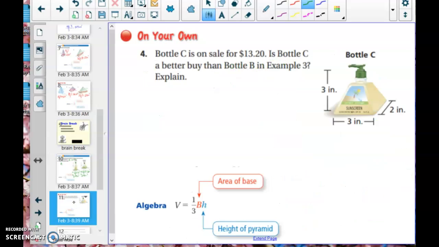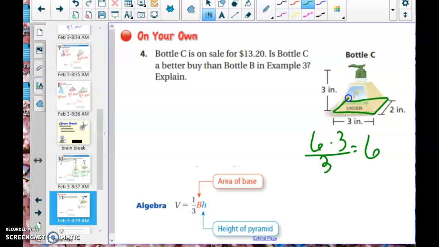Well, this one you can do on your own if you want to pause the video. Bottle C is on sale for $13.20. Is bottle C a better buy than bottle B in example 3? Well, we're not quite sure yet because we don't know what the volume of bottle C is, which I can easily find. I would just do 3 times 2, which is 6, times the height of 3, and then divide that by 3 because it is a pyramid again, and you get a volume of 6.